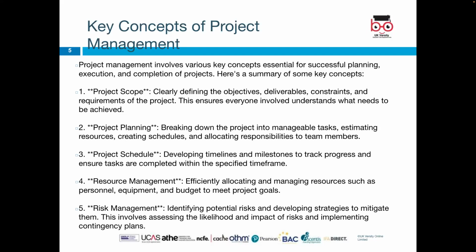The last one is risk management. This involves identifying potential risks and developing strategies to mitigate them. This involves assessing the likelihood and impact of risk and implementing contingency plans. So take, for example, before you start the project, you feel like, oh yeah, there won't be any disturbance, there won't be any unforeseen circumstances, like COVID or something like that, or you falling sick. You can do risk management right here, so that you're able to mitigate or come up with a contingency plan so that you're able to finish the project and deliver it on time.